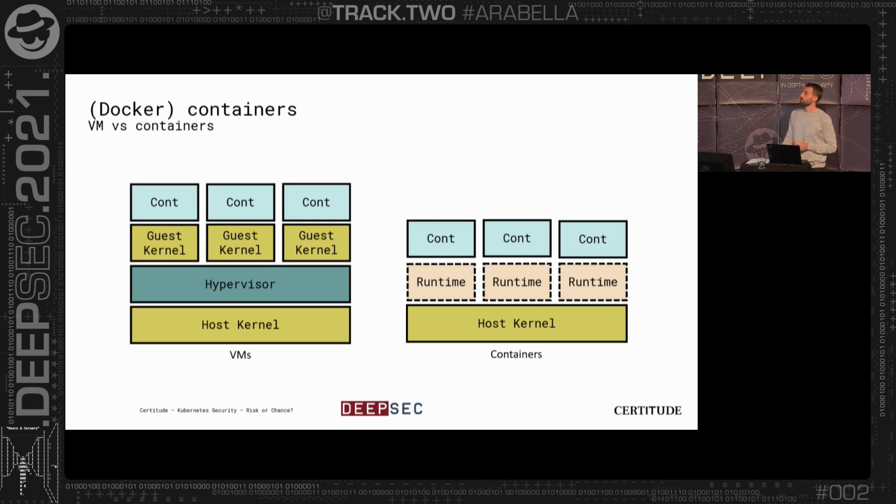So here's a picture that shows the difference between a virtual machine and a container. The main difference is that containers share the same kernel, and virtual machines each have their own kernel. That's important also for security. We will talk about that in a minute.